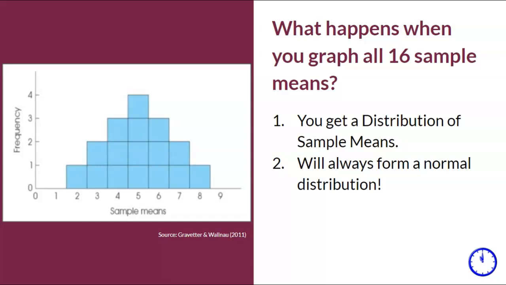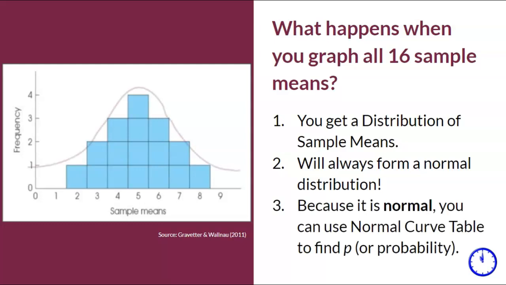Since the shape is a normal distribution, fortunately, we can still use the normal curve table from earlier in the textbook to find P, or probability. In other words, we can use the normal curve table when conducting a hypothesis test with a sample.